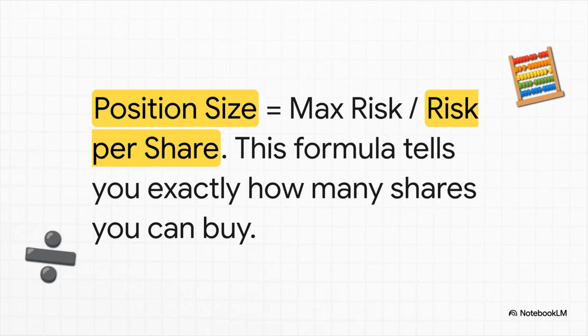This brings us to a really important question. How many shares can we actually buy? The answer comes from this super simple formula. We just take our max risk, remember that $100 we set earlier, and we divide it by our risk per share. So let's do the math. Our $100 max risk divided by that $5 risk per share gives us 20. 20 shares. That is our position size for this mission. Exactly. Not 19, not 21.